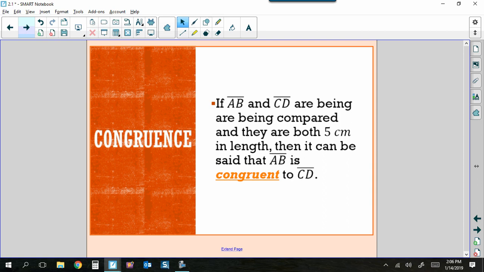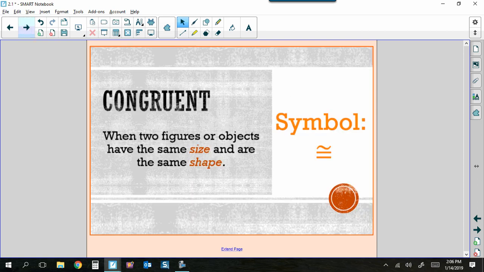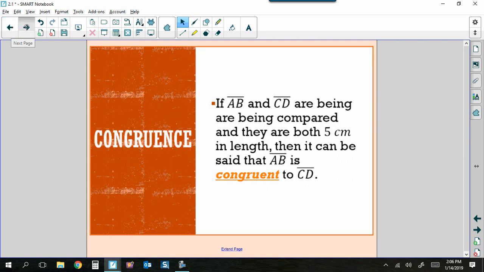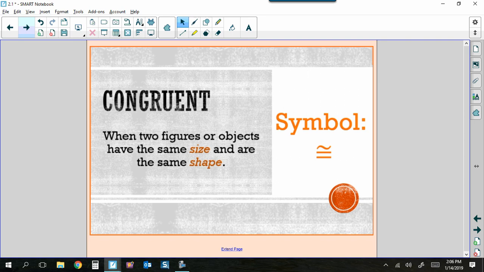So we're dealing with two things here. We're dealing with segment AB and segment CD. One thing to note is that they are both segments, so they are both the same shape. They are also both 5 centimeters in length, which means they both have the same size. So go ahead and fill that blank in as well. It's when two figures or objects have the same size and are the same shape.